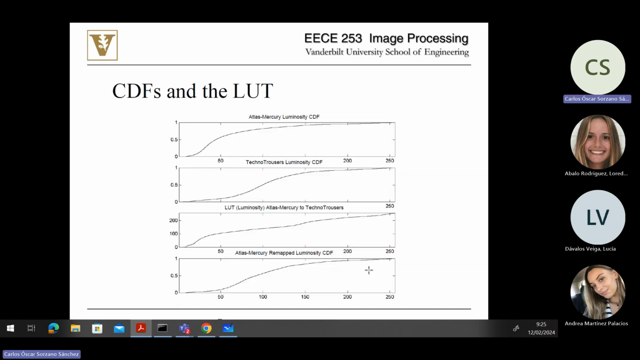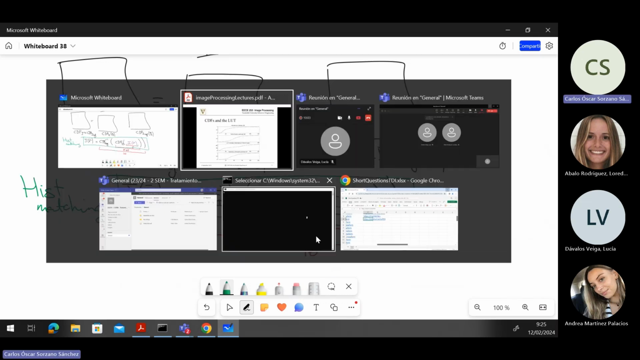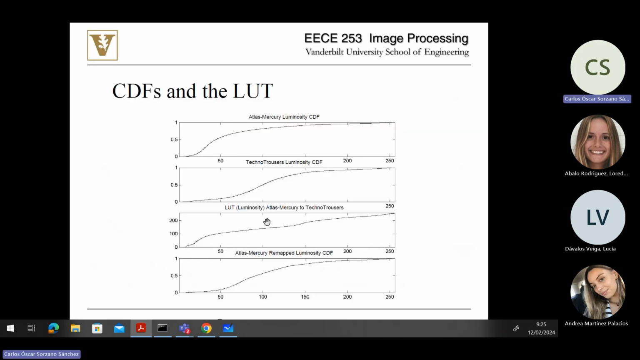Okay, so this is different. So this is just the original CDF of the luminance, the original CDF of the other image. And then this is the lookup table. So this is the transformation between these two. This is the preparation that we have here. You take an input value, and then you are producing an output. You are going from 5 to 10. Okay, so this is from 5 to 10. This is this transformation here.